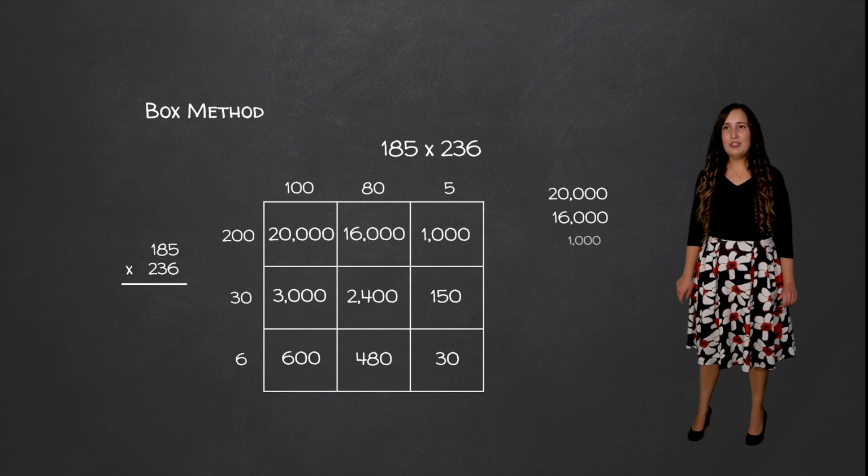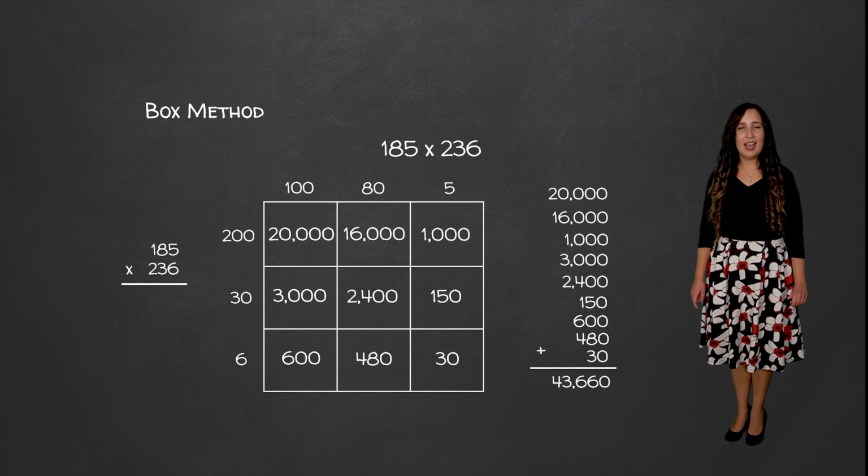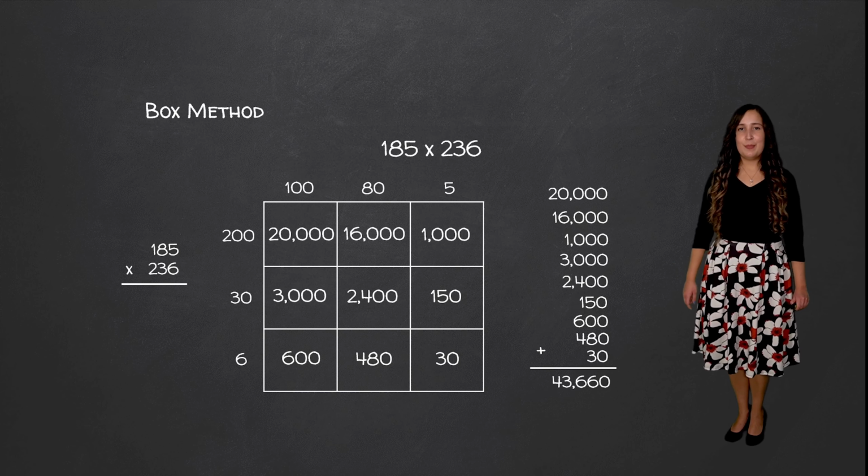So we're going to take all those values and add them together. So 185 times 236 is equal to 43,660. And that's it for the box method.